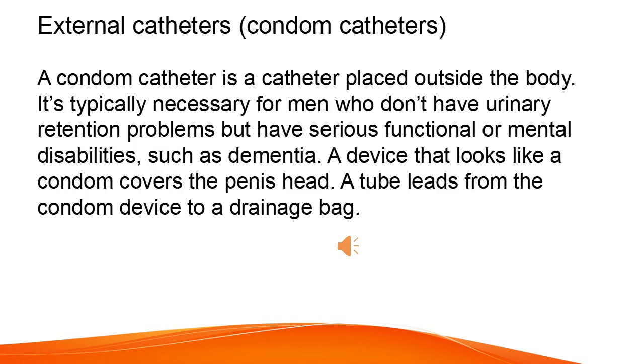External catheters, condom catheters. A condom catheter is a catheter placed outside the body. It's typically necessary for men who don't have urinary retention problems but have serious functional or mental disabilities, such as dementia. A device that looks like a condom covers the penis head. A tube leads from the condom device to a drainage bag.